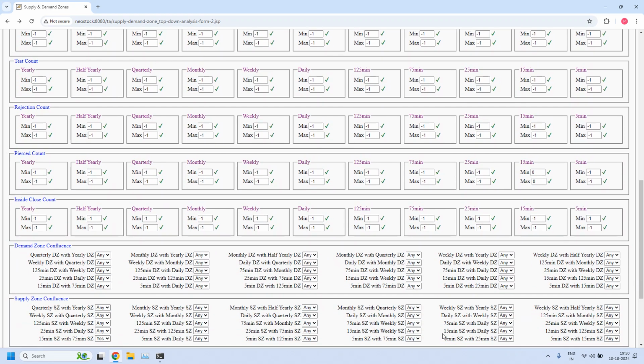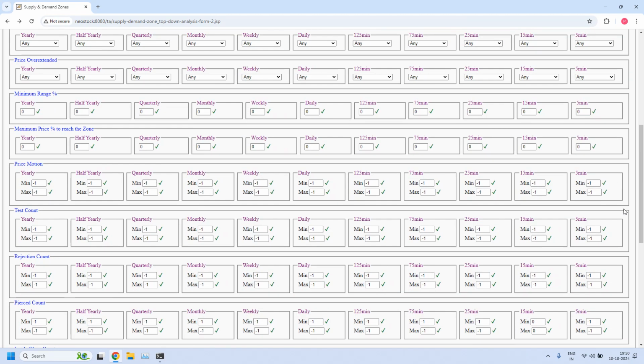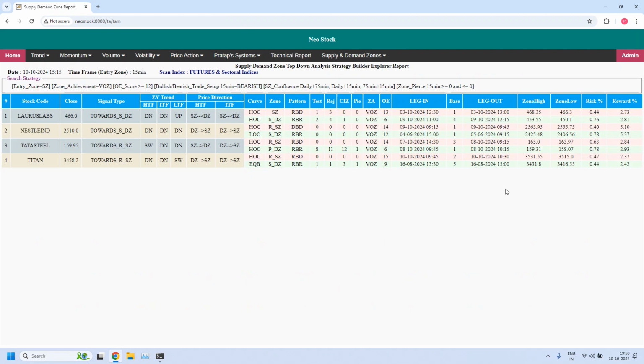Fine, now let's look for LTF, ITF, HTF confluence. 2 more filters we need to add: 15 minute supply zone with daily supply zone, 75 minute supply zone with daily supply zone confluence. Let's verify LTF, ITF, HTF confluence. 4 stocks are filtered.